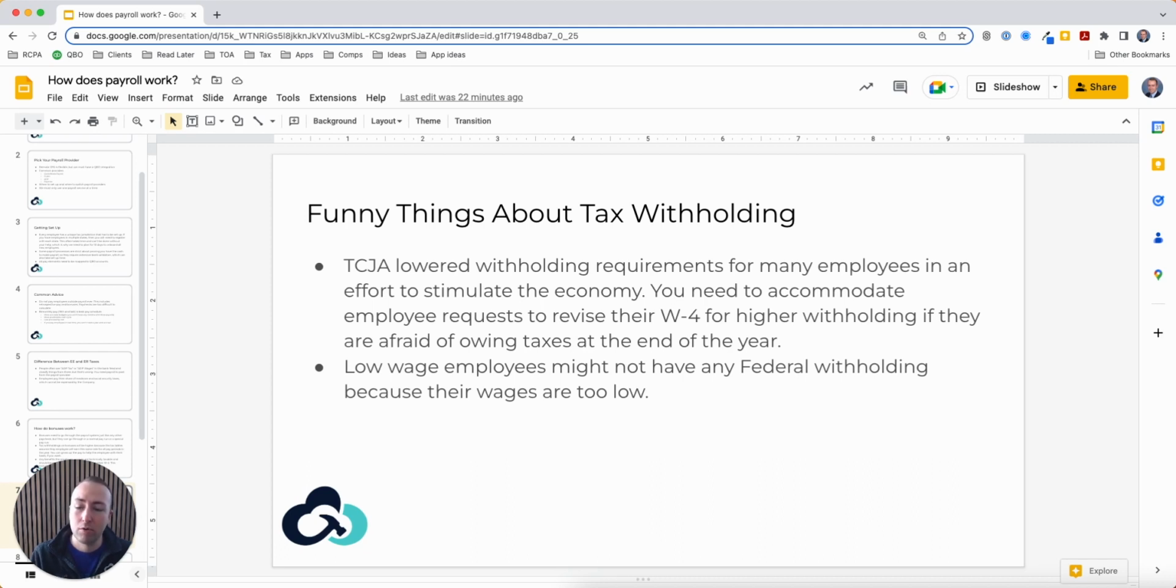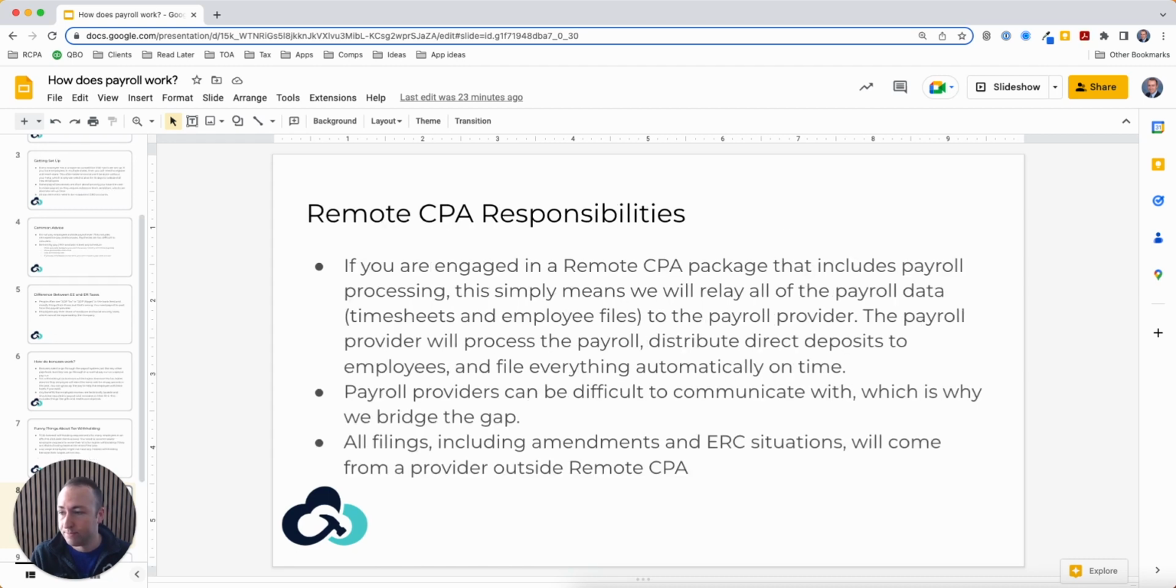So we're seeing more and more employees filling out an additional revised W-4 to increase the amount of withholding. It might be based on a percentage or a dollar amount, but we have to accommodate that. That is a required thing that we must do when someone submits a new W-4. And it is possible that low-wage employees might not have any federal withholding. And that's just the nature of the tax tables. And if these people have more than one job, they could be in a situation where they also have a tax balance due at the end of the year. So we just want to be really cautious because we don't want to see anyone have a surprise tax bill.